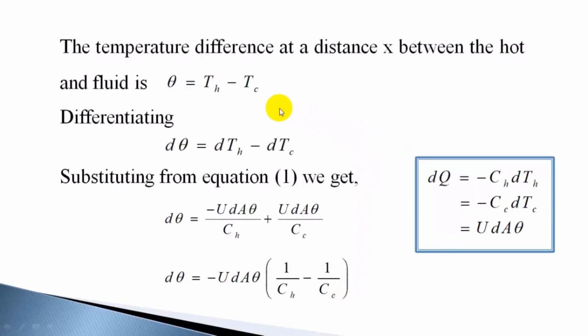Now we also know that the temperature difference at a distance x is Th minus Tc, the temperature difference between hot and cold fluid. If you differentiate, you get d theta is equal to dTh minus dTc. We already obtained in the previous slide that the differential heat flow in the differential element is minus Ch dTh is equal to minus Cc dTc is equal to U dA theta. From this equation, we can get dTh as minus U dA theta by Ch, and also dTc as minus U dA theta by Cc.